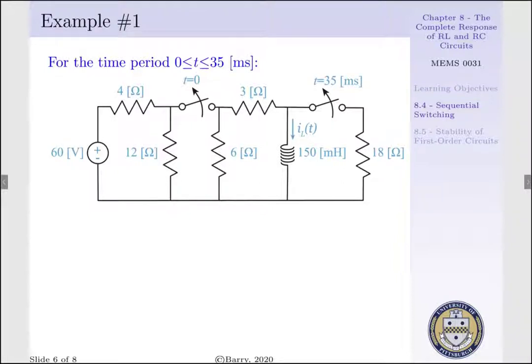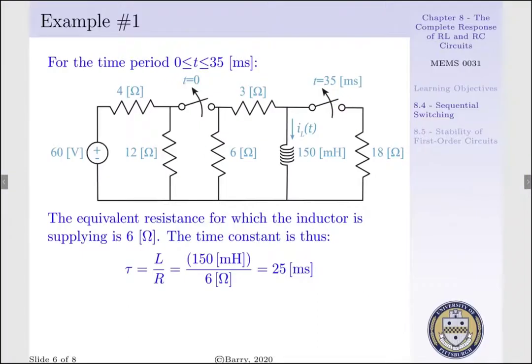Now, for a time period of 0 to 35 milliseconds, switch 1 has opened. Switch 2 is still closed. Thus, our 60 volt source is applying a potential around our loop that contains our 4 and 12 ohm resistor. Since ground is defined as our bottom node, our voltage source is no longer supplying the right-hand side of our circuit. We recognize that our 3 and 6 ohm resistors exist in a series configuration, which gives us a 9 ohm resistor, which is in parallel with our 18 ohm resistor. Thus, our inductor, which was originally carrying 6 amps, is now seeing an equivalent resistance of 6 ohms.